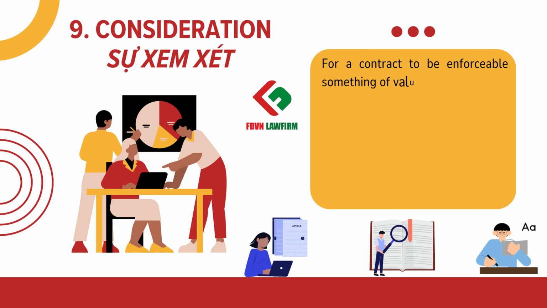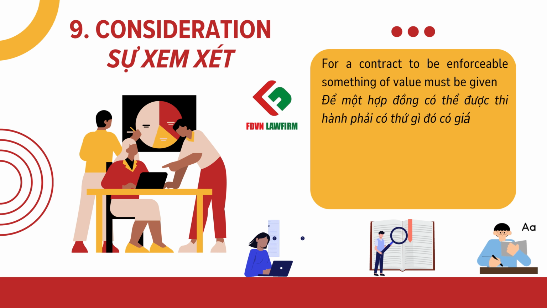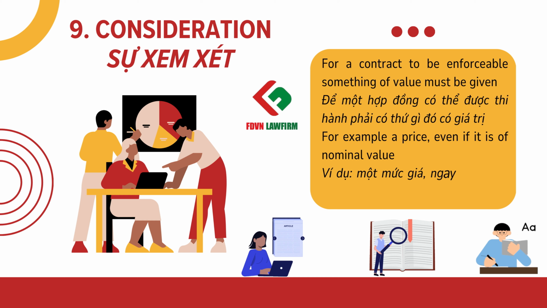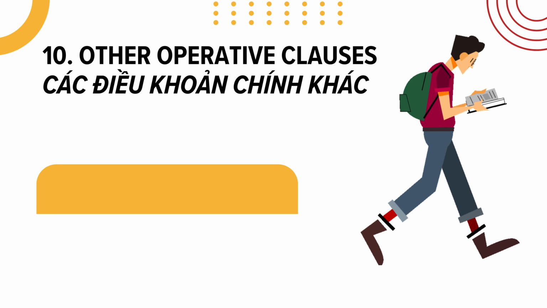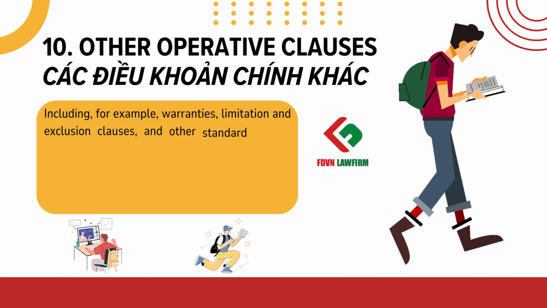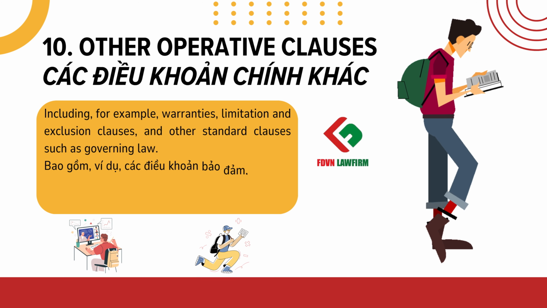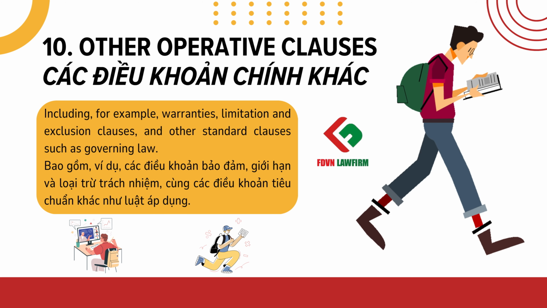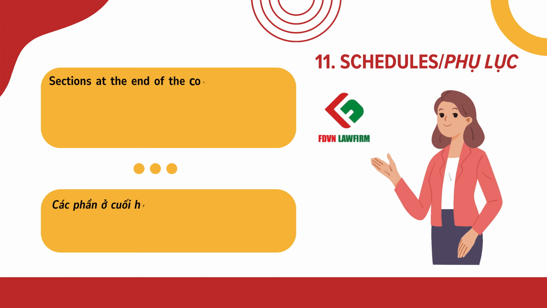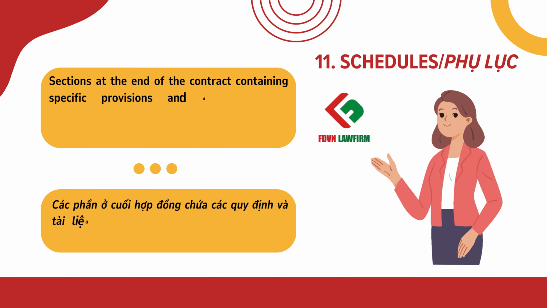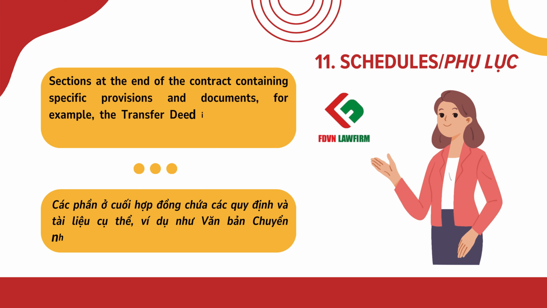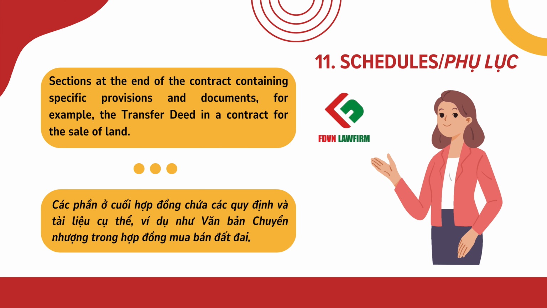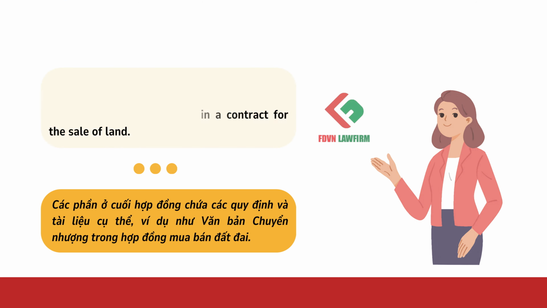9. Consideration. For a contract to be enforceable, something of value must be given, for example a price, even if it is of nominal value. 10. Other operative clauses, including, for example, warranties, limitation and exclusion clauses, and other standard clauses such as governing law. 11. Schedules, sections at the end of the contract containing specific provisions and documents, for example, the transfer deed in a contract for the sale of land.